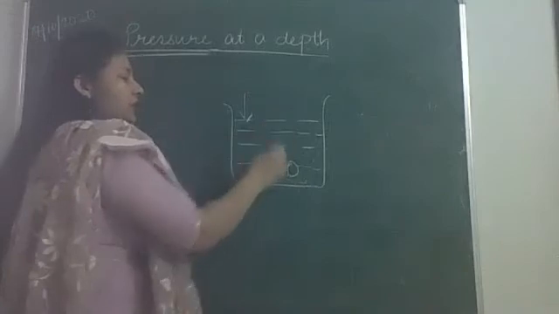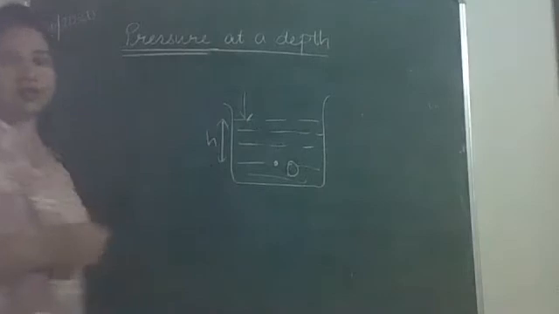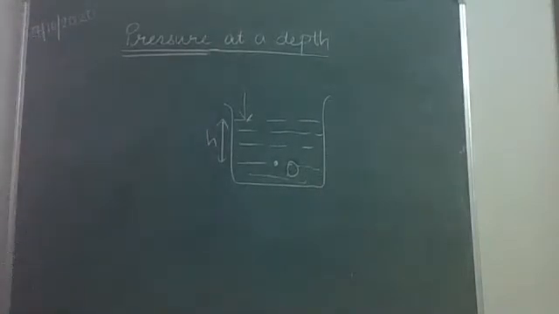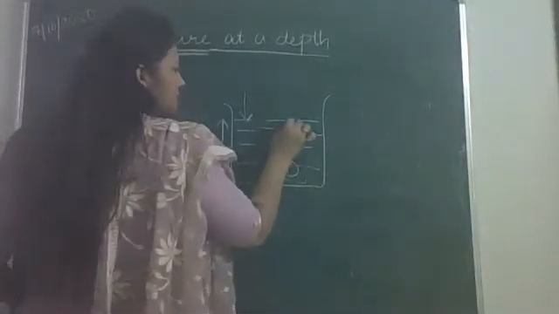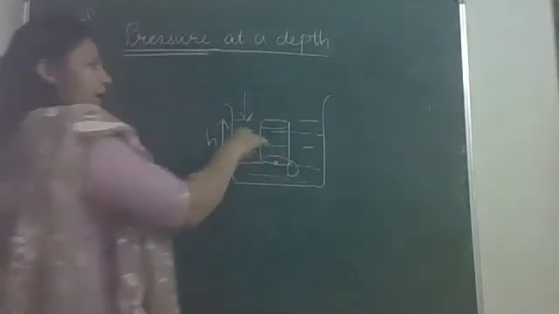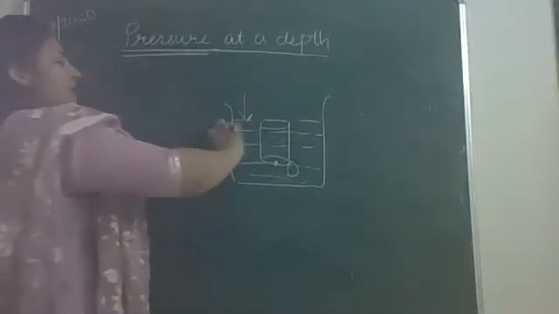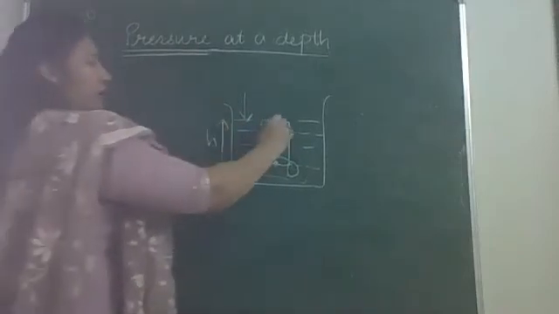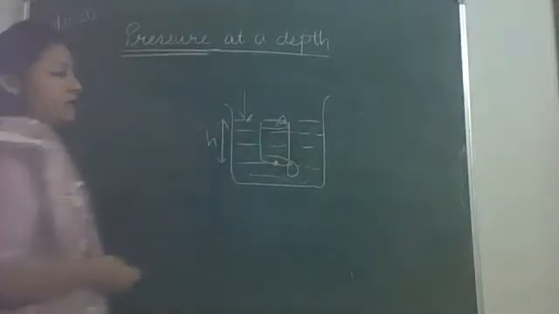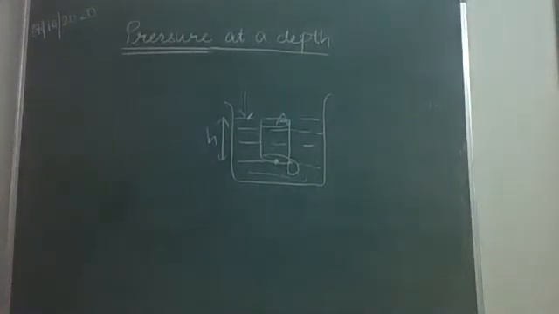So we want to find the pressure at point O, which is at a depth H from the surface. So let us assume a cylindrical column of water. This is water itself, but let us assume a cylinder of water inside this container, which is of height h, and the area of cross section of that cylinder is, suppose, A.